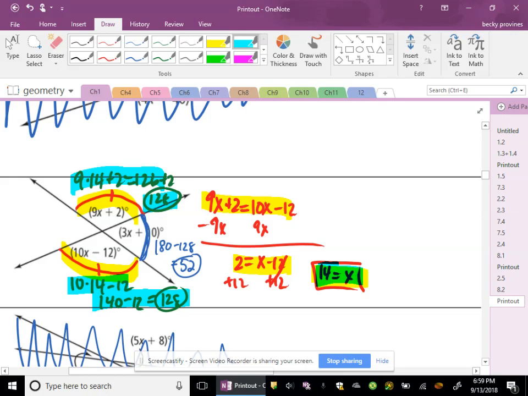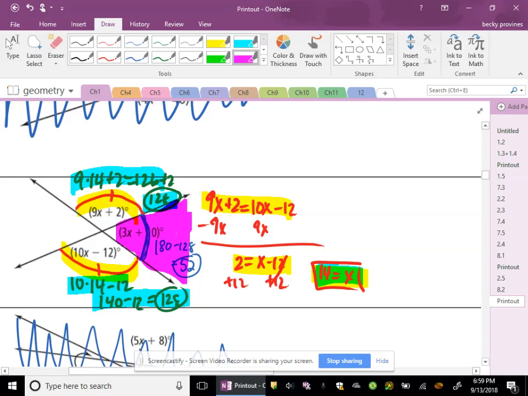Does it make sense that they're equal? Of course it does. Now, guys, if they're not equal, then that means either your x was wrong or you plugged it back in incorrectly. Now, how do you get the missing angle? When I say missing angle, I mean this purple one here.